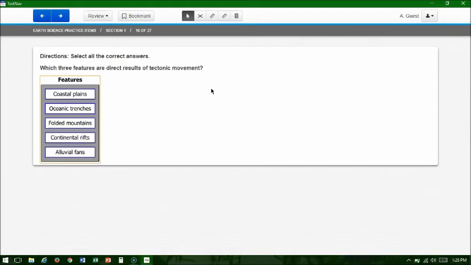Number 16, which three features are direct results of tectonic movement? We can have oceanic trenches form when one oceanic plate is subducted under another. So trenches are formed when the two plates collide and one goes under the other, subduction. You can have folded mountains form when two continental plates collide, and that pushes the land up to form mountains. And continental rifts, if there is a separation of the plates, leading to faults and cracks. All three of these are the direct result of tectonic movement, but not coastal plains or alluvial fans.